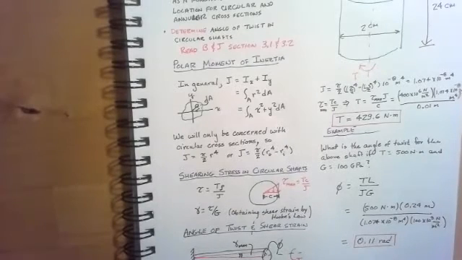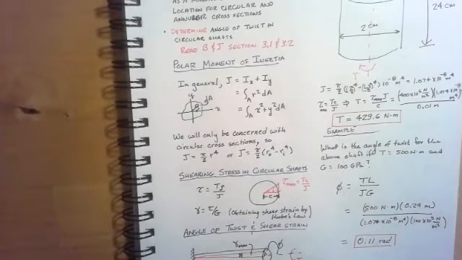So let's talk briefly about polar moment of inertia. In general, we're going to call it J, and that's equal to Ix plus Iy, which is equal to the integral over the area of x squared plus y squared dA, or what we will call r squared dA.